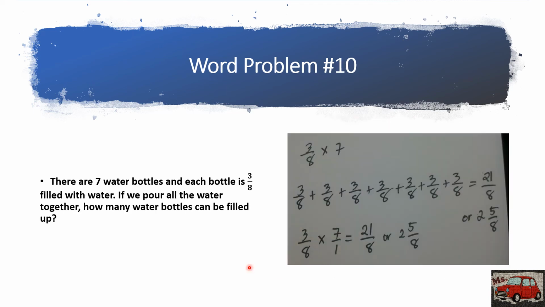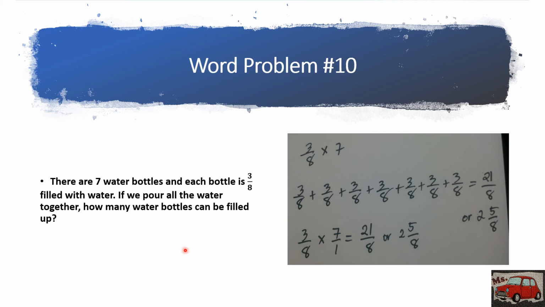There are 7 water bottles and each bottle is 3 over 8 filled with water. If we pour all the water together, how many water bottles can be filled up? Okay, so ang aalamin natin is ilan yung bote na malalagyan na puno.